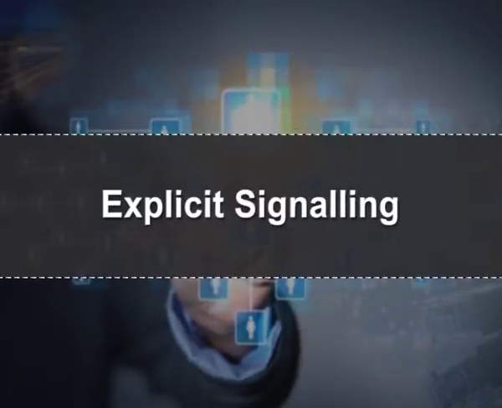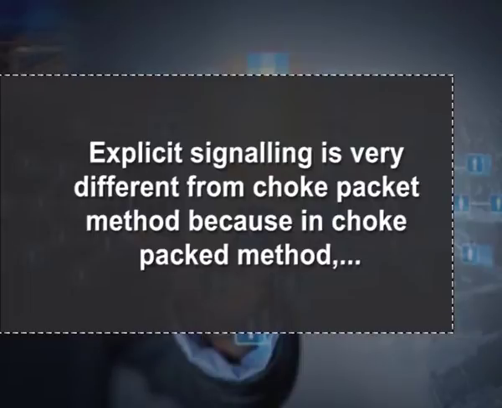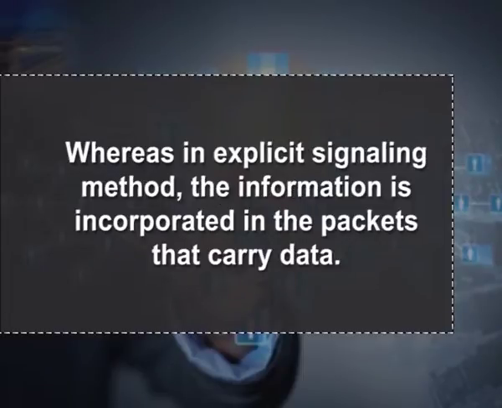Next is explicit signaling. In this method, the congested nodes can send an explicit signal to the source or destination informing about the congestion. Explicit signaling is very different from the choke packet method because in the choke packet method, a separate packet is used for this purpose, that is to carry information about the congestion, whereas in explicit signaling, the information is incorporated in the packets that carry data.